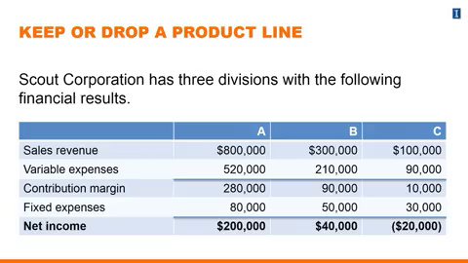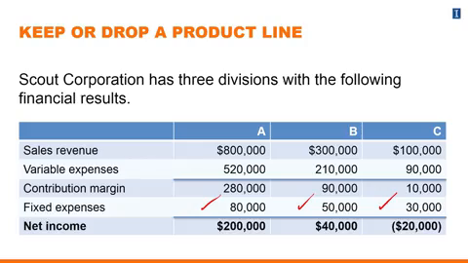Scout Corporation has 3 divisions with the following financial results. Division A has sales revenue of $800,000, variable expenses of $520,000, ultimately resulting in a contribution margin of $280,000. Division B has a slightly smaller contribution margin of $90,000, and C trails with a $10,000 contribution margin. The fixed expenses for each of the divisions are allocated $80,000, $50,000, and $30,000 for A, B, and C respectively.